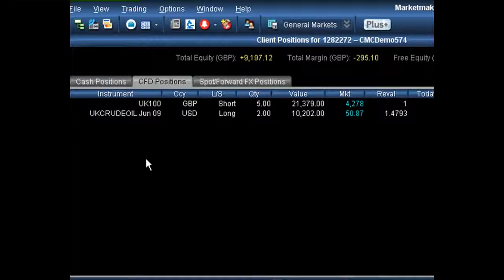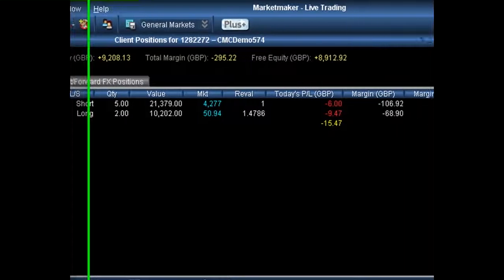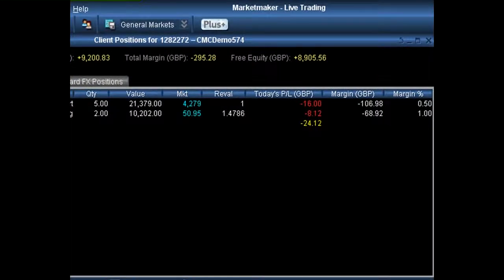The value box, well, the value box is showing you the total exposure you currently have taken out in the marketplace. Because we're going short at 5 CFD contracts at roughly 4,277, it comes out at a value of around about 21,379. Again, because our base currency is pounds, the reval rate will be 1. So the next column will give us today's profit or loss. And this isn't a position accumulated profit or loss, this is just the profit or loss that you've made on that instrument for today's trading.